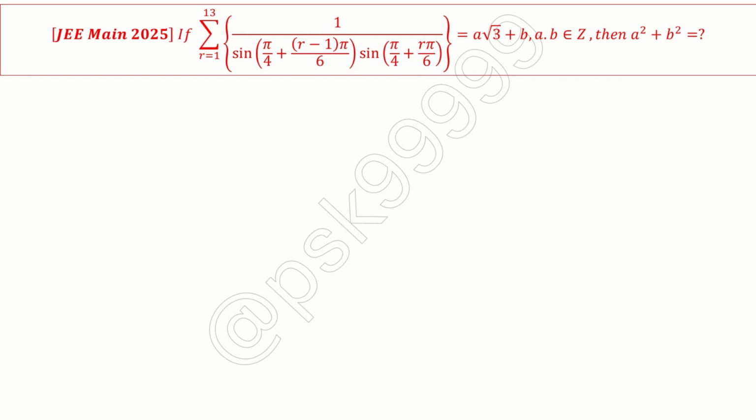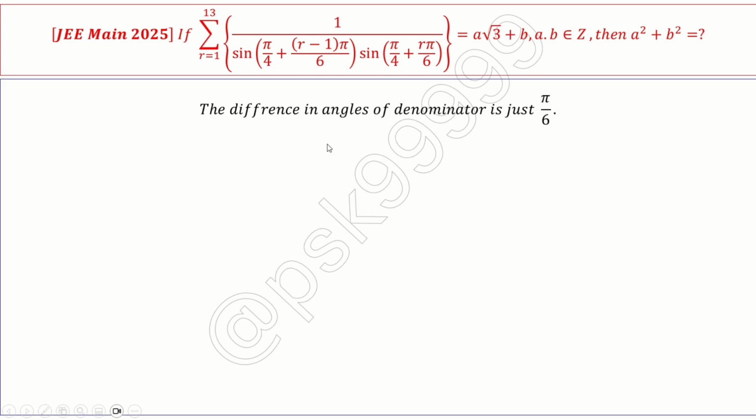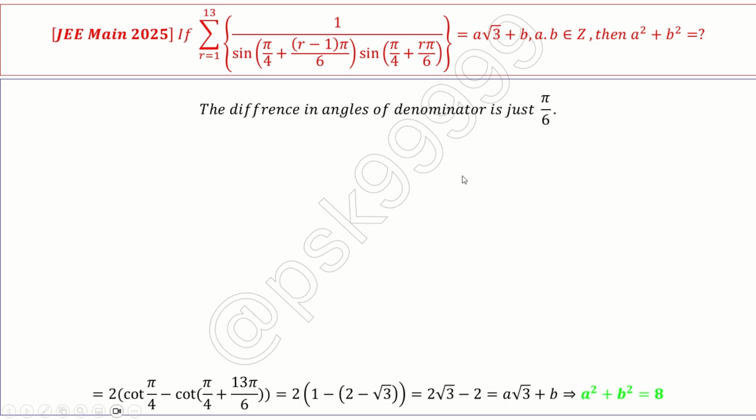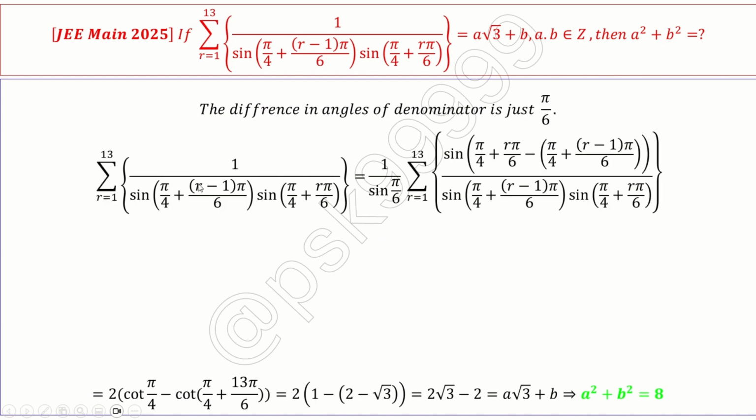Normally, if you get sigma functions in fractions, what you will do is try to take the numerator 1 and make it a minus b. If it is 1 by ab, then we try to make it (a − b) by ab. We will try to do the same thing here. The difference in angles of the denominator is just pi by 6, which is lucky actually. So I will rewrite this as sine of the difference in both the angles, pi by 6: sine of (pi by 4 plus r pi by 6) minus (pi by 4 plus (r − 1) pi by 6).